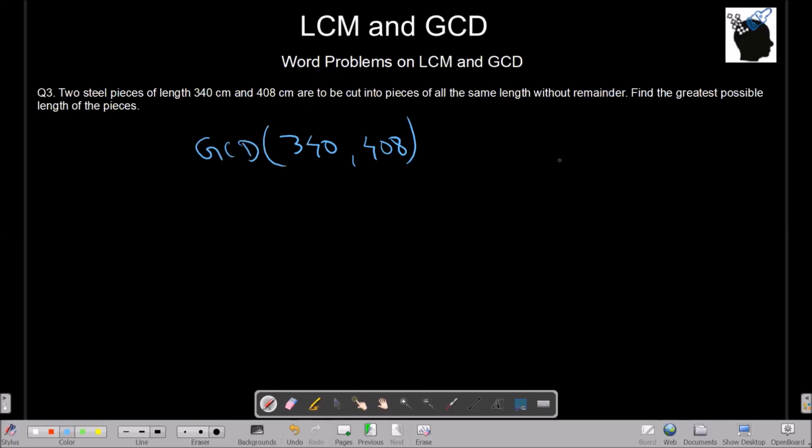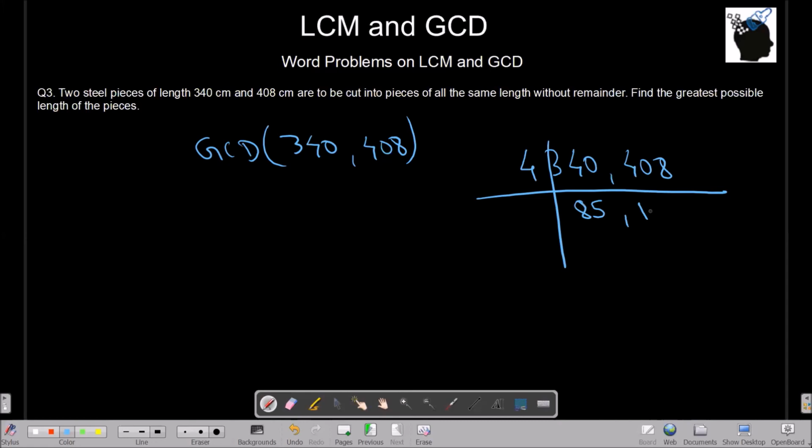Let's use a common division method. So let's write 340 and 408. I can see both of them go by 4. So let's divide them by 4. We'll end up getting 85 and 102. Now I cannot find a factor of 85 and 102 easily. So let's see what the factors of 85 are. If I try to write 85, I know definitely it goes by 5. So it is nothing but 5 into 17.